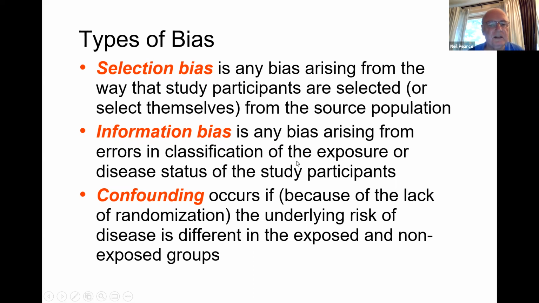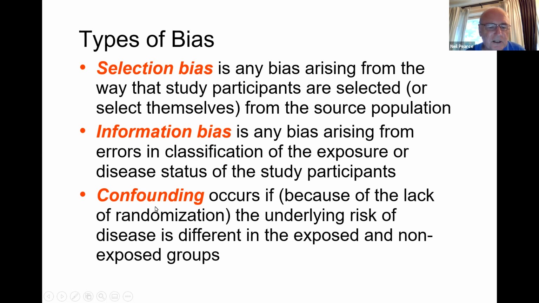Second thing we have to do is get information on them. So we find out who's exposed and who's not exposed, who has the disease and who doesn't have the disease. And we can make mistakes with that. So we can have misclassification of exposure or disease, and therefore we can have information bias, which is any bias arising from errors in classification of the exposure or the disease status of the study participants.